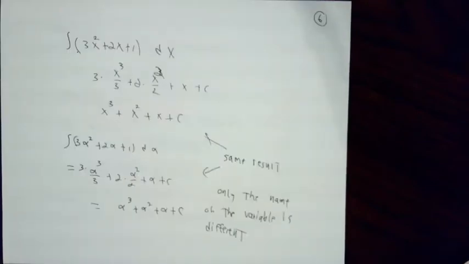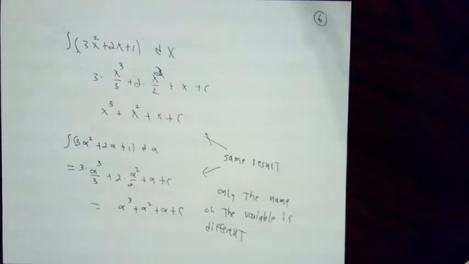For that first comment, think about the integral of 3x squared plus 2x plus 1 integrated with respect to x. This is a simple calculus 1 problem. Everyone can clearly see that the answer must be x cubed plus x squared plus x plus a constant of integration.